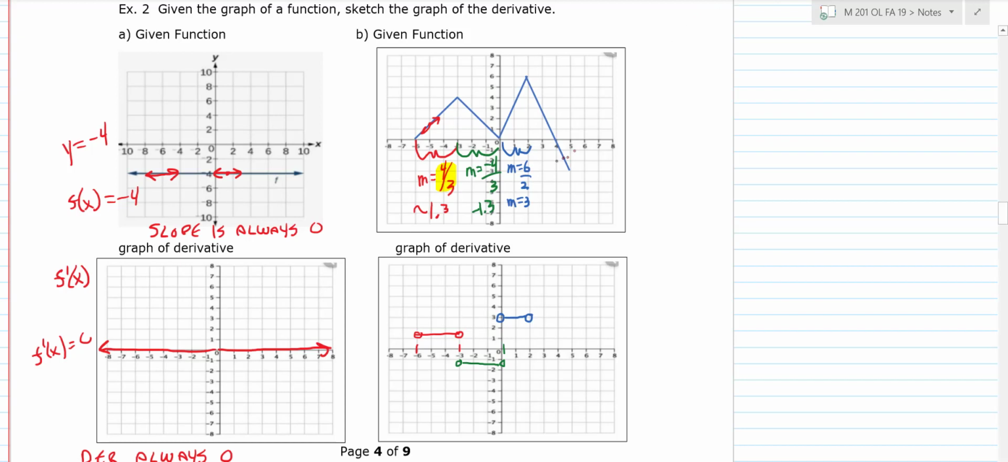So the next thing that we're going to look at is from here to here. Okay, from 2 to 5, figure out the slope. So that's count, rise over run. 1, 2, 3, 4, 5, 6, 7, 8, 9, down 9, over 1, 2, 3. So that slope is negative 3. Okay, like that. So what do you do? You just graph like this. The value of the derivative is negative 3, so it goes like that.